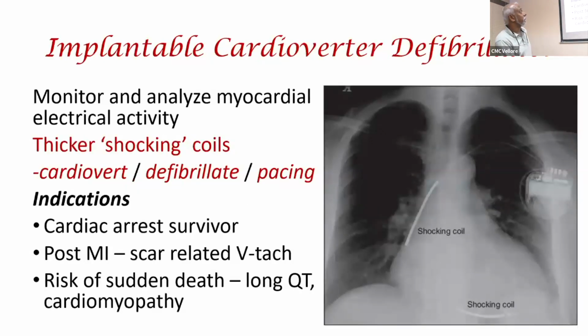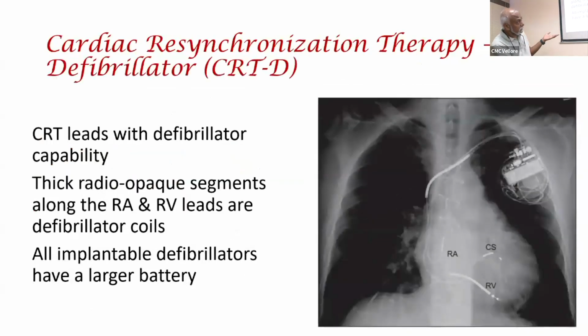And of course, whenever you see these thick leads on the chest X-ray, that means they are what they call shocking coils, and they can actually cardiovert, defibrillate, or pace. And this is an implantable cardioverter defibrillator. Usually indications are cardiac arrest survivors, post-MI, or a history of risk for sudden death, like in QT prolongation. Same thing with a CRT and defibrillator is available, where you can shock and do the cardioversion. So there are different types of devices.